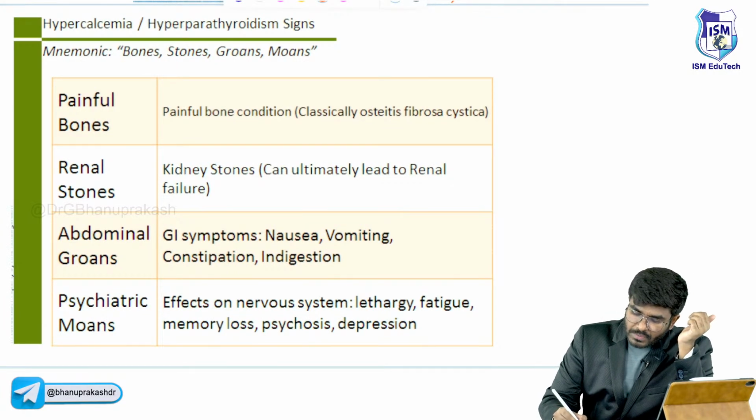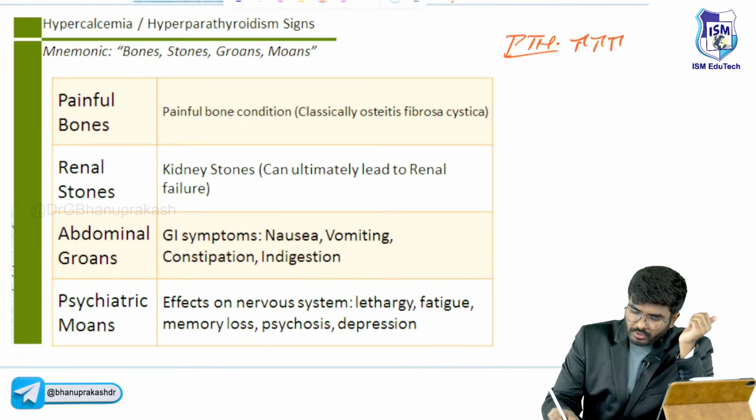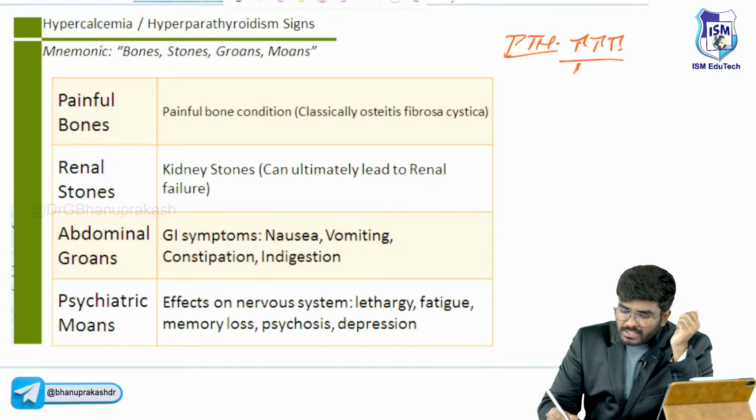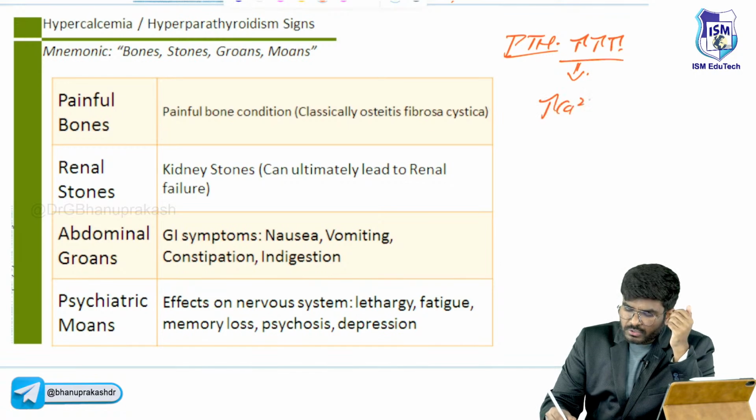Now after this, what are the clinical features? If there is a person who is having hyperparathyroidism, more amount of parathyroid hormone, what is this parathyroid hormone going to do, sir? It's going to increase the blood calcium level so much.